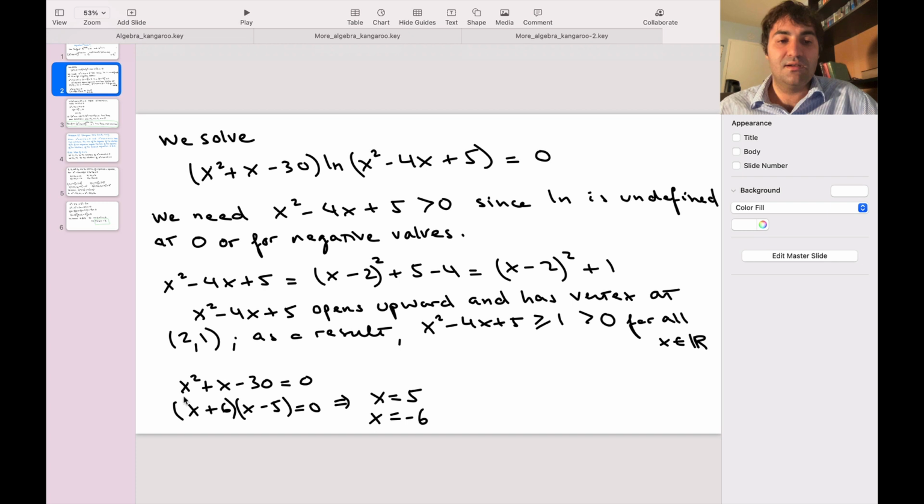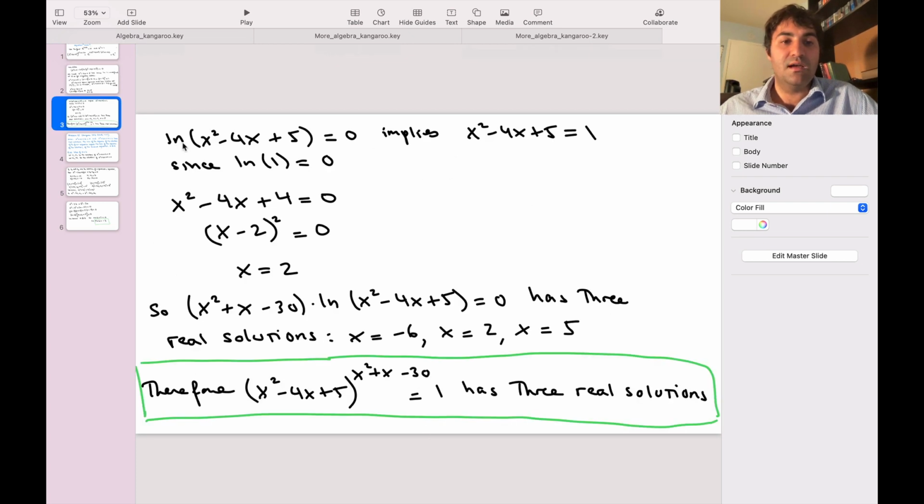So let's go ahead and solve this. x² + x − 30, we're going to set equal to 0. We can factorize that as (x + 6)(x − 5) equal to 0. That gives x equals 5, or x equals −6. Since we know the ln is defined for all values of x, we can include positive and negative values, so these two values work.